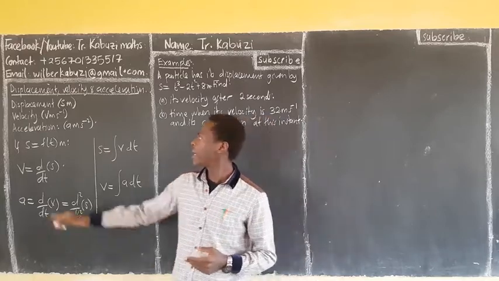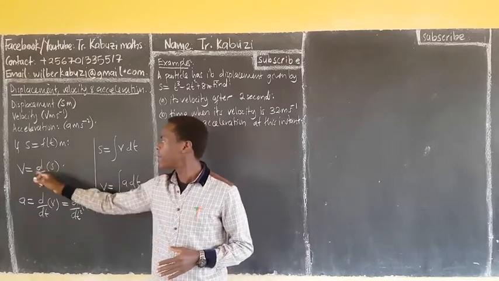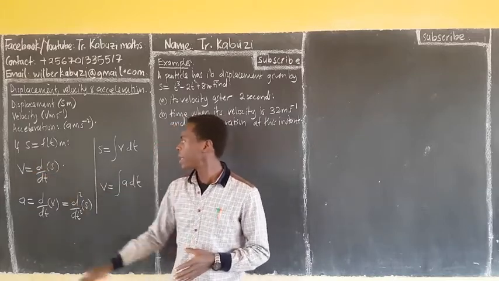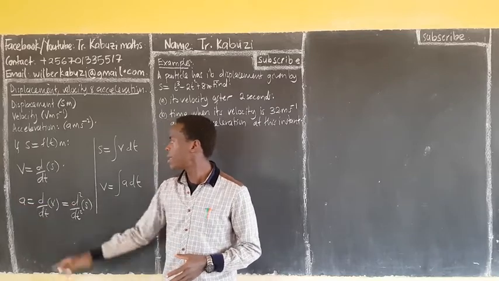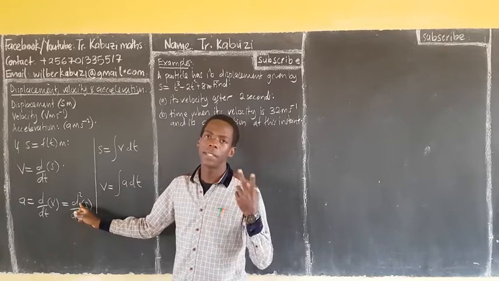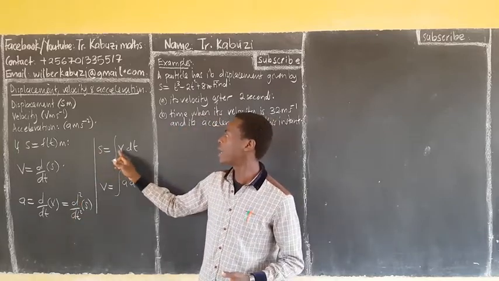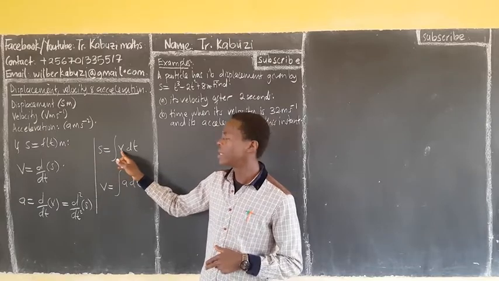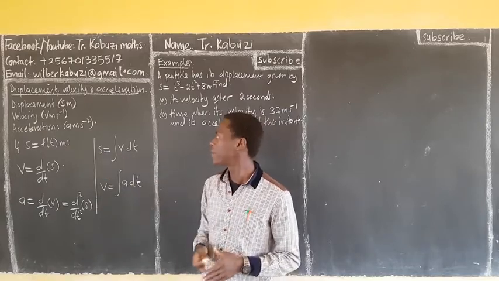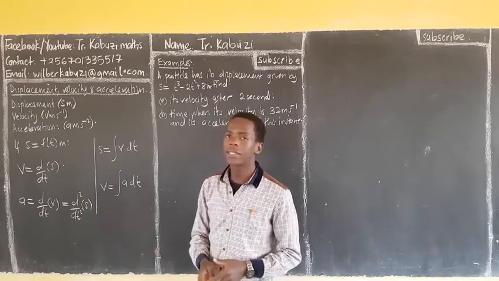If you are given displacement as a function of t, you can get velocity by differentiating that displacement. If you want acceleration, you can differentiate the velocity, or differentiate displacement twice. If you want displacement and you are given the velocity, you can integrate the velocity. And if you want velocity and you are given acceleration, you can integrate the acceleration.